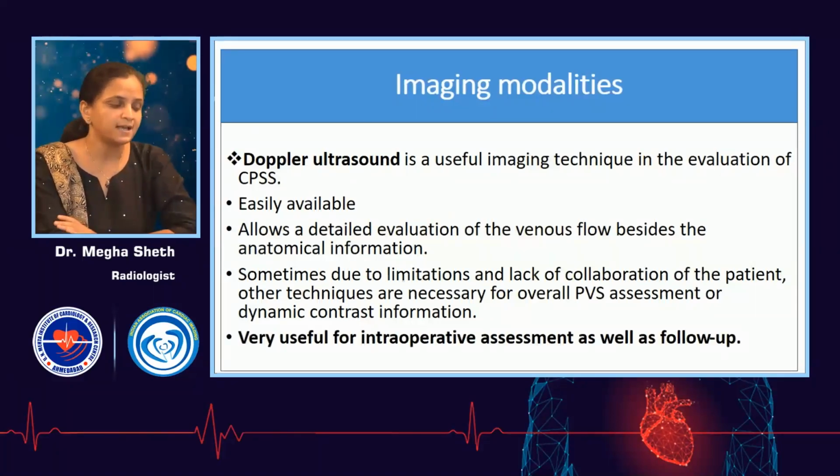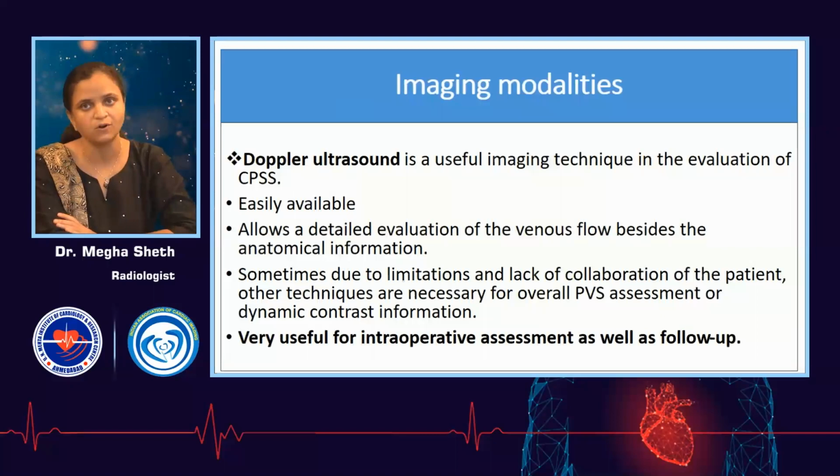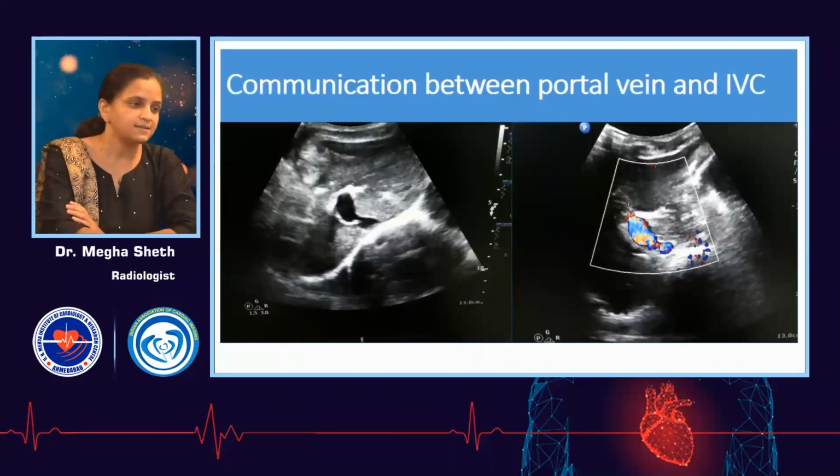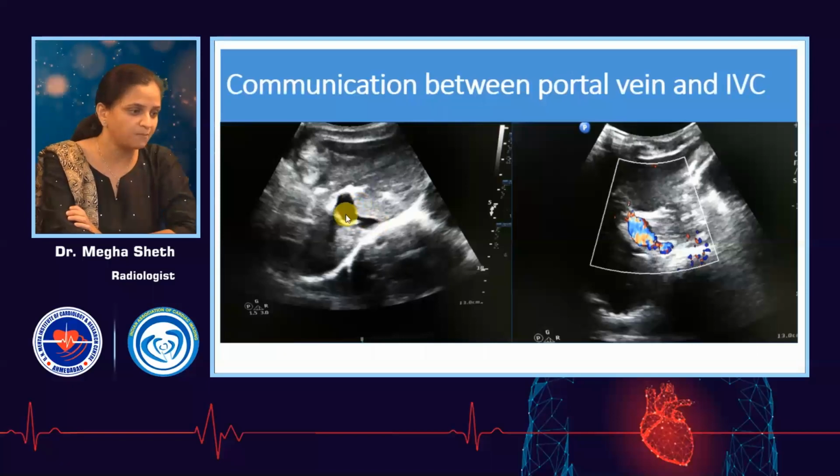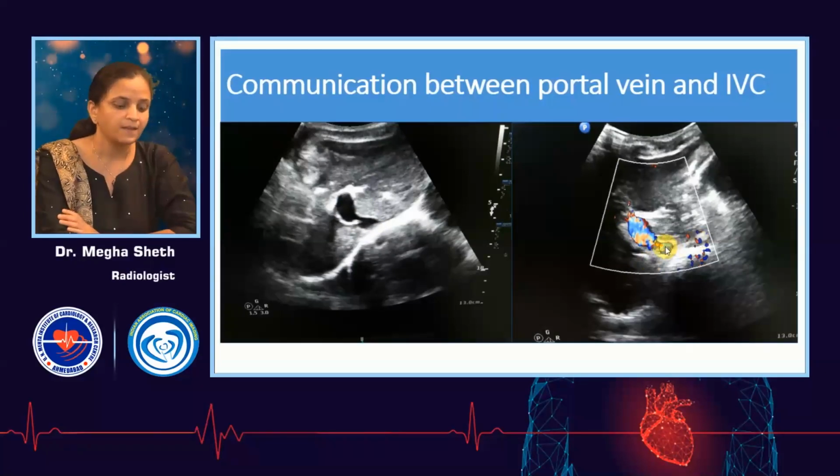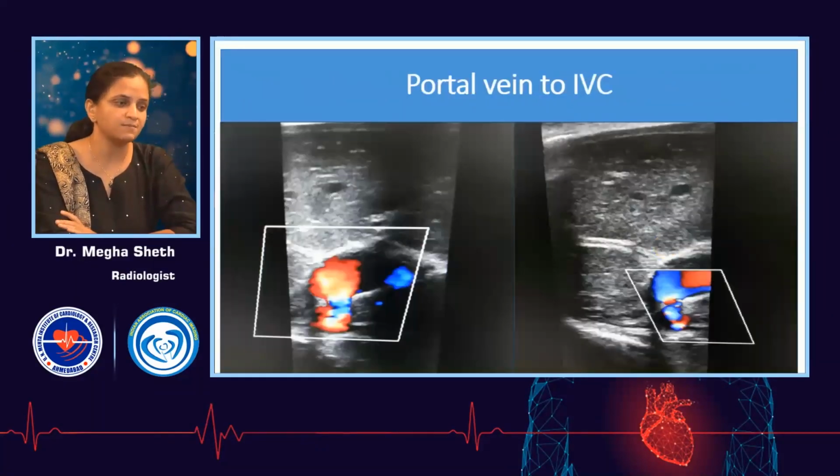Okay, so as I said, USG Doppler ultrasound is very useful for intraoperative assessment as well as for follow-up. See, this is a case here. There is communication between portal vein. This is the communication. Okay, we can see portal vein. This is the communication. It was communicating with the IVC. So this is a portosystemic shunt.